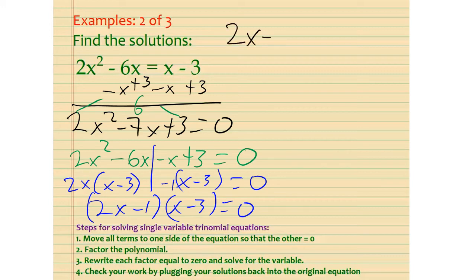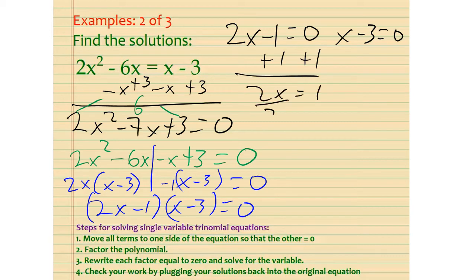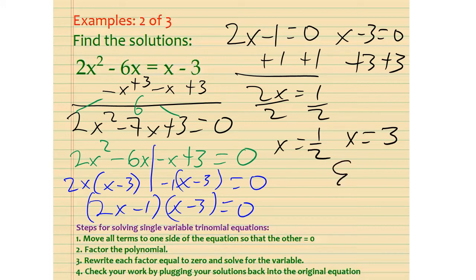So now I'm going to say 2x minus 1 equals 0 and x minus 3 equals 0. Add 1 to both sides. 2x equals 1, divide by 2. X equals 1/2. Over here, I'm going to add 3 to both sides, and I get x equals 3. So there are my solutions, 1/2 and 3. And if I draw the parabola, it's going to cross at 1/2 and 3. And it looks something like that.